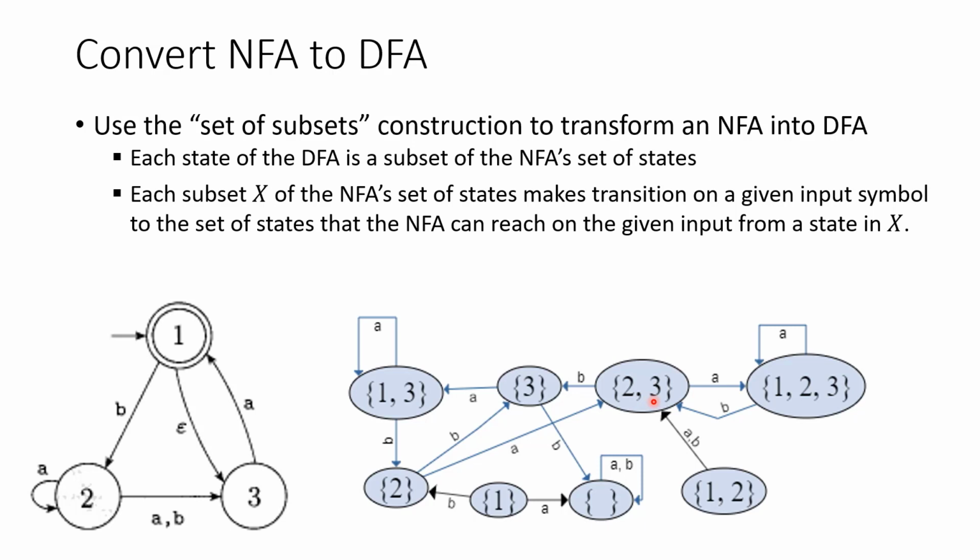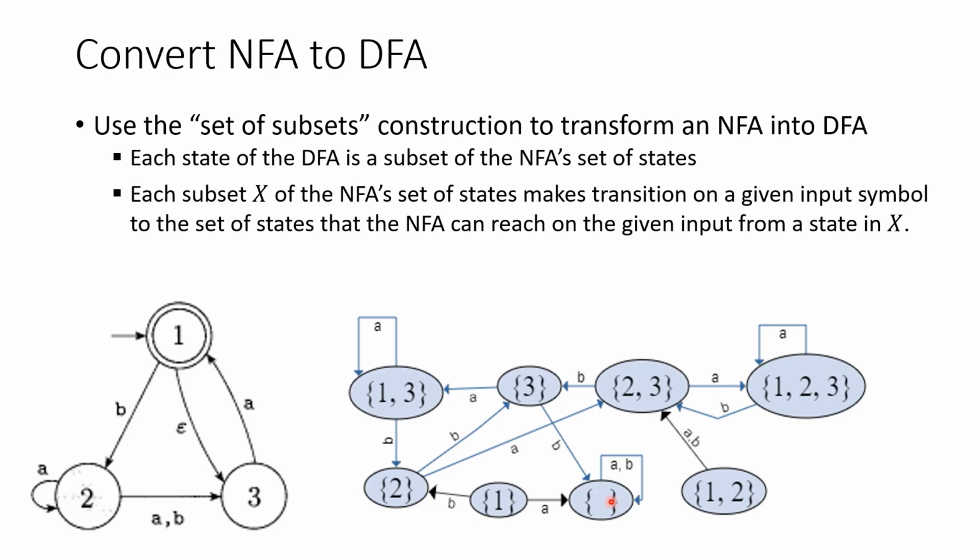And if you consider the set X that consists of just the number 1, then in this case, if you look at the input symbol B, then from 1 you can only go to 2. And if you look at the symbol A, then from 1 there's no outgoing arrow, so that means that it just leads to the empty set.